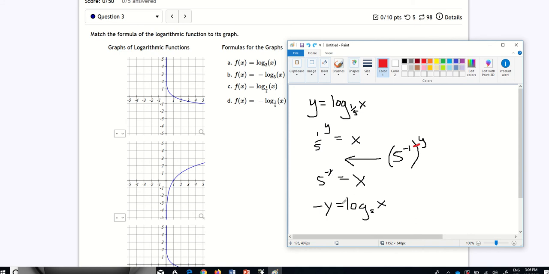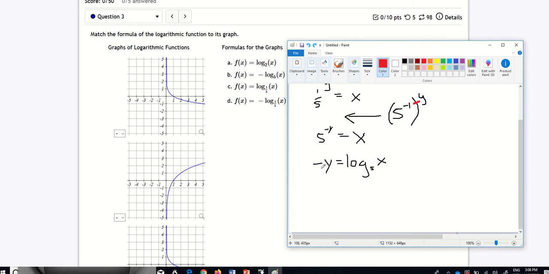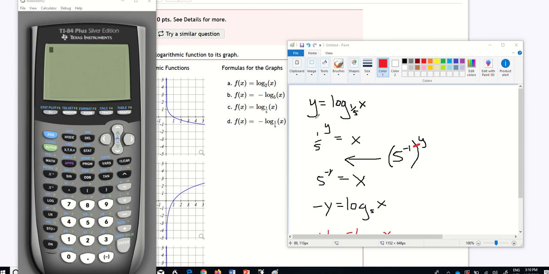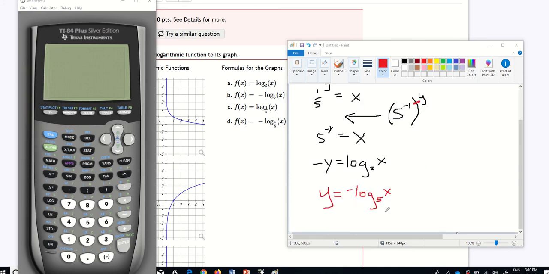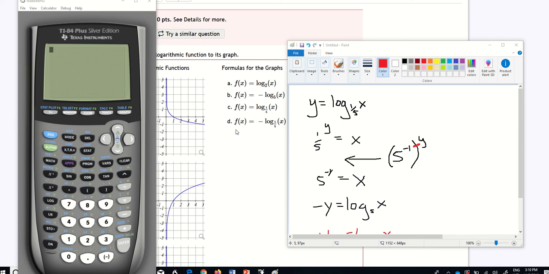Then if you rewrite that back in log form, now it's log base 5 of x is equal to negative y. And of course you can just divide both sides by -1, and that'll give you that y is equal to negative log base 5 of x. So it turns out that these two graphs will actually be equal to each other. You can see that too if you graph one of these.